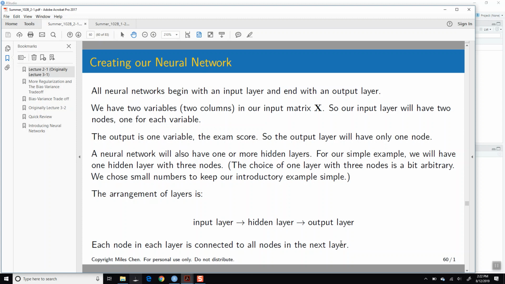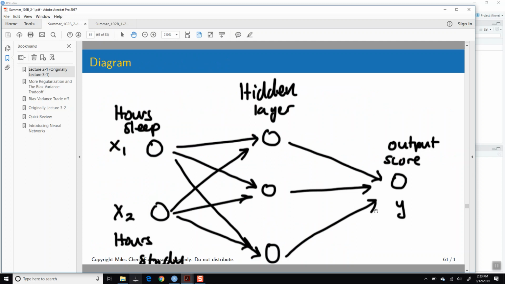A neural network will also have some hidden layers. In our class, we're just going to have one hidden layer, and in our hidden layer, we'll have 3 nodes. That's an arbitrary choice. How many nodes you want in your hidden layer is arbitrary, but I'm going to put 3 to keep things simple. If you hear about deep learning, it's basically the same thing as a neural network, except instead of 1 hidden layer, you might have 100 hidden layers. By having lots of layers, we make it deep. So this is what our picture looks like.